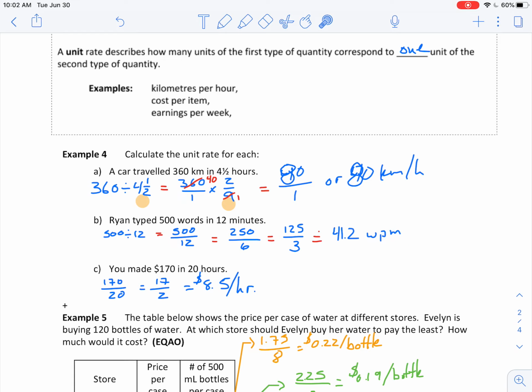per that singular minute. Let's say you have a job, you make $170 in 20 hours. $170 over 20 hours is the same as saying 17 over 2, which is about $8.50 per hour. When we divide 17 by 2, we get about 8.5.